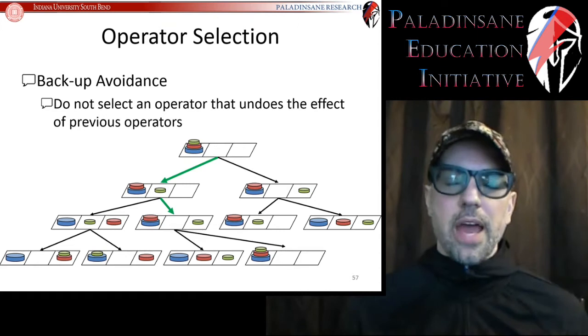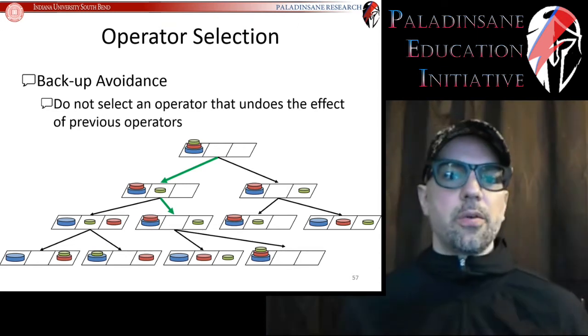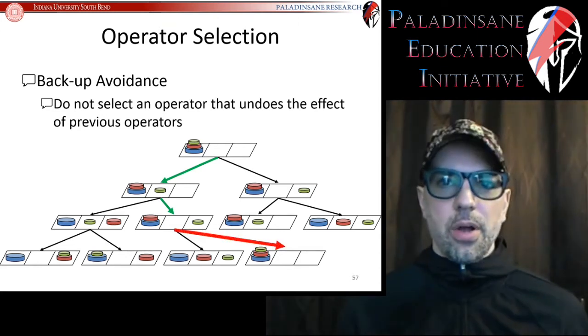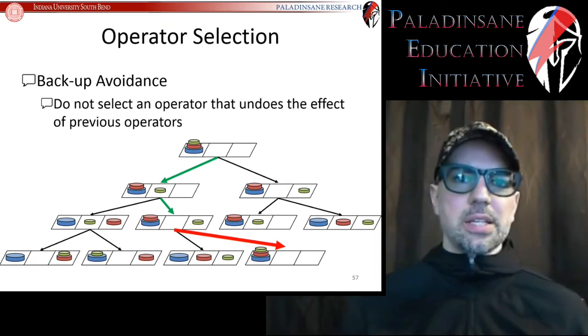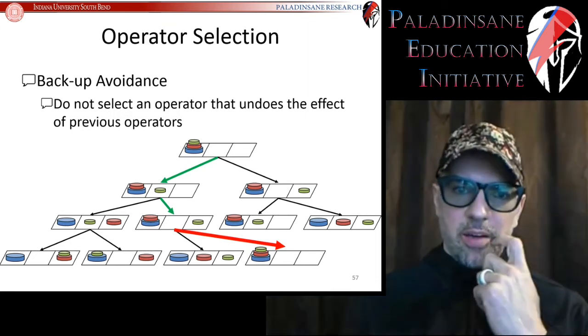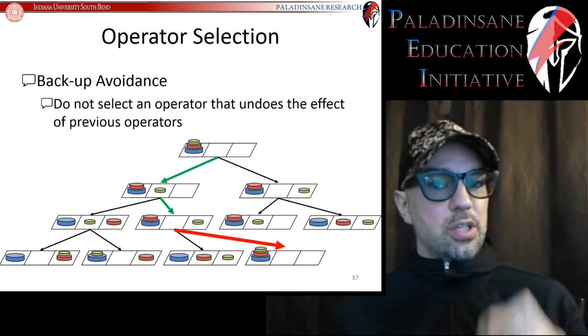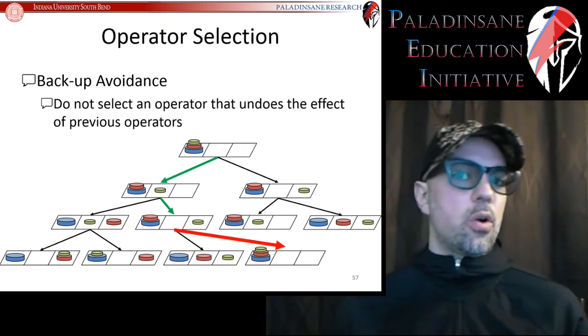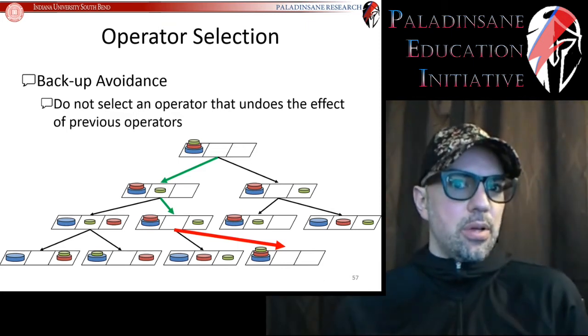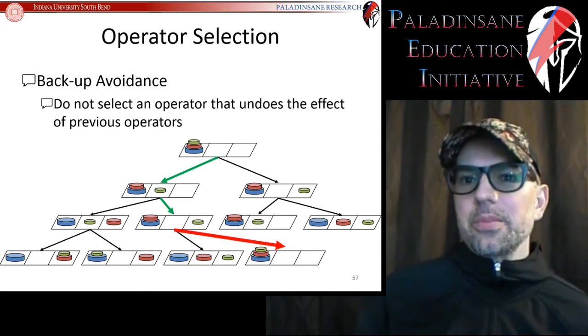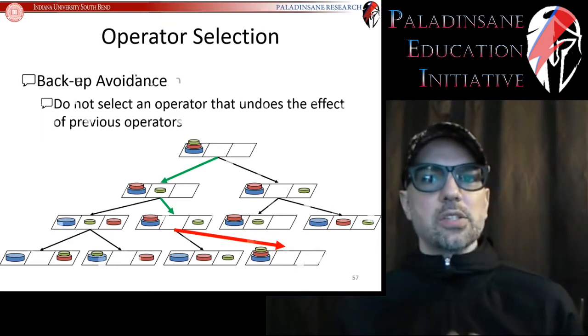And again, the reason for that, even though it's completely legal, is this idea of backup avoidance. So we don't want to select an operator that undoes the effect of previous operators. And if our solution to the problem requires that we back up, then that's going to be a difficult problem to solve. All right, next one here that we try to do.